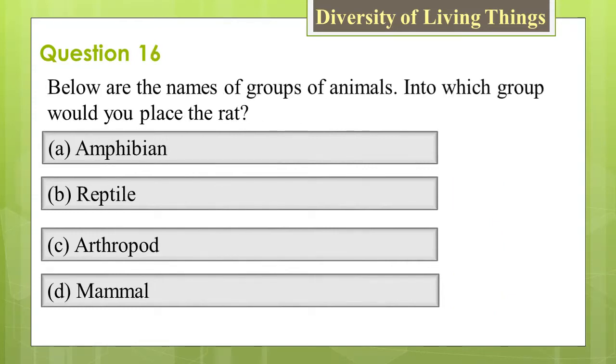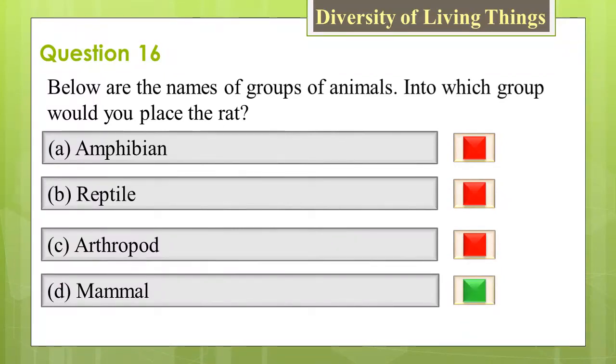Question 16. Below are the names of groups of animals. Into which group would you place the rat? A. Amphibian. B. Reptile. C. Arthropods. D. Mammal. Which of these alternatives is the best alternative? The best alternative is D. Mammals.